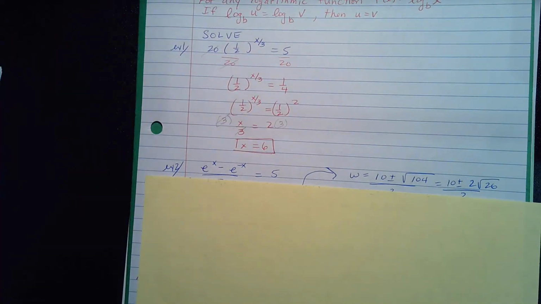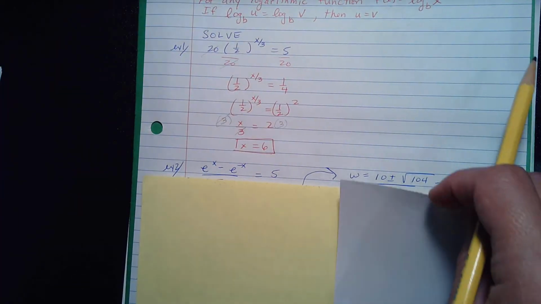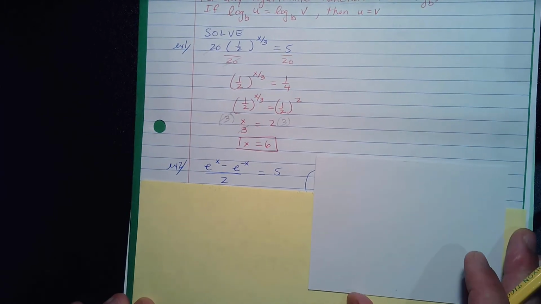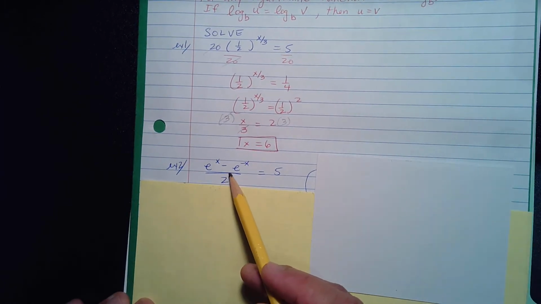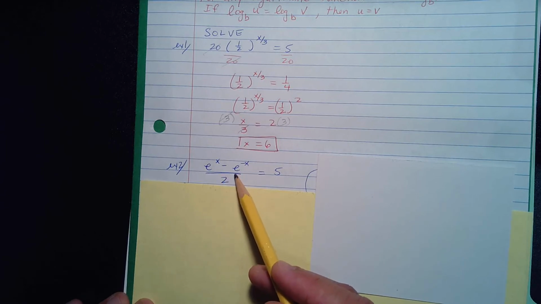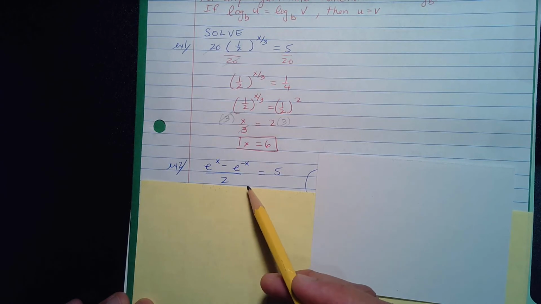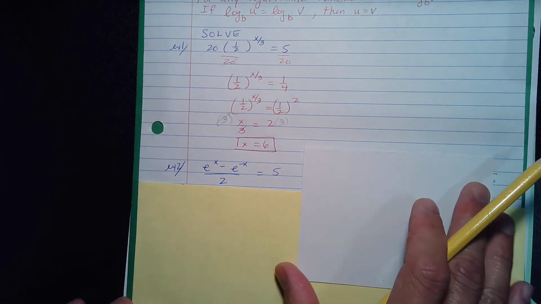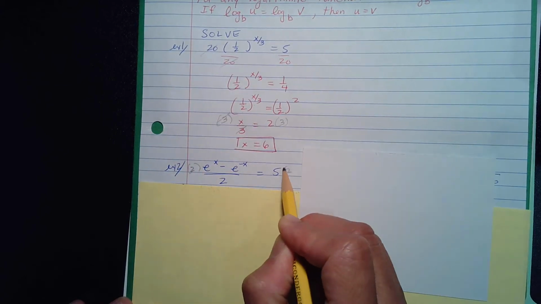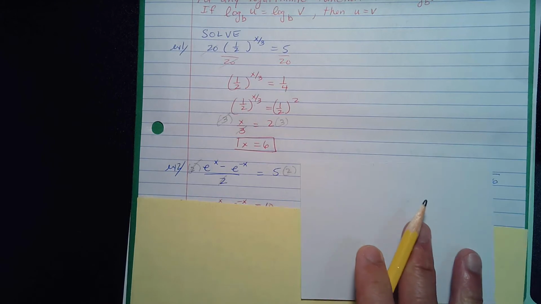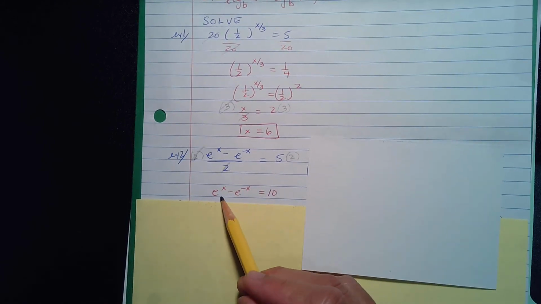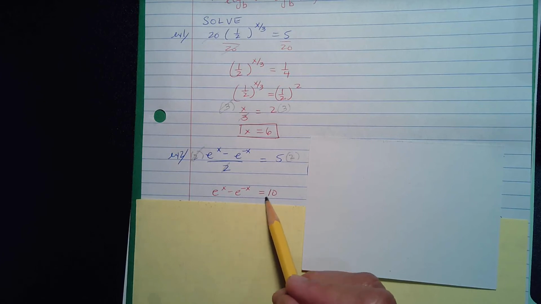Alright, here is example 2. We have the natural number e to the x minus the natural number e to the negative x, so e to the x minus e to the negative x over 2 equals 5. What I'm going to do now is multiply both sides by 2 because I want to get rid of the fraction. So we have now e to the x minus e to the negative x equals 10.